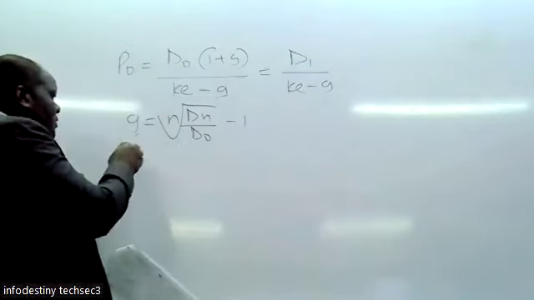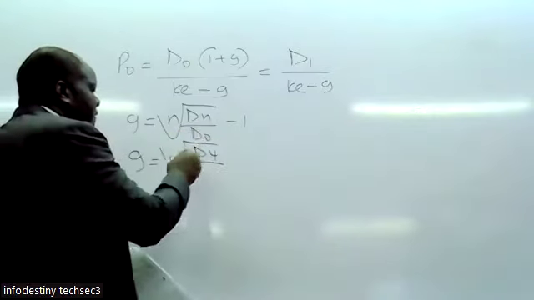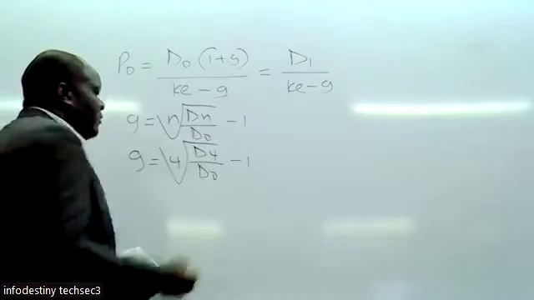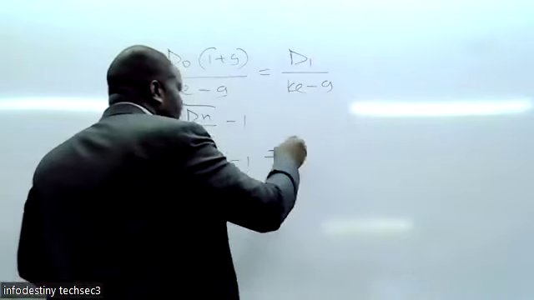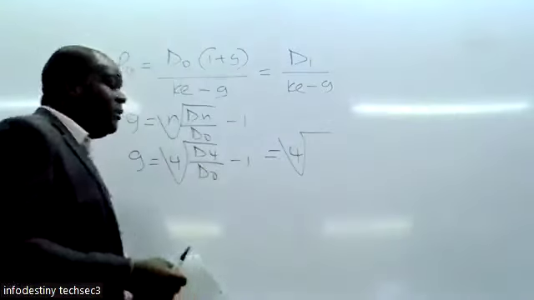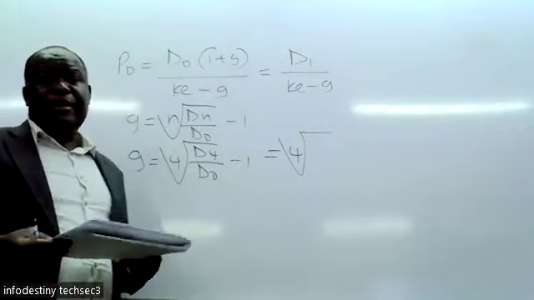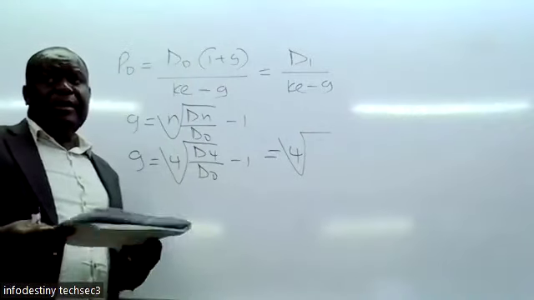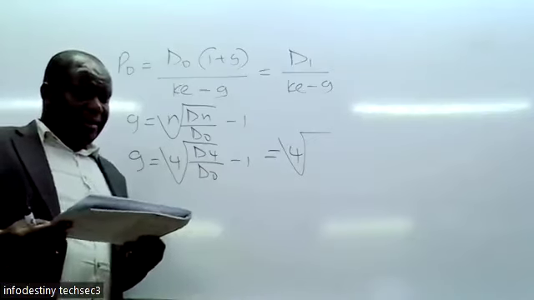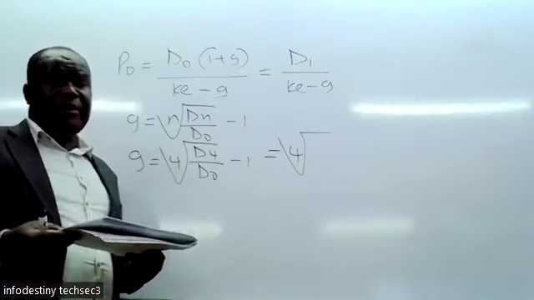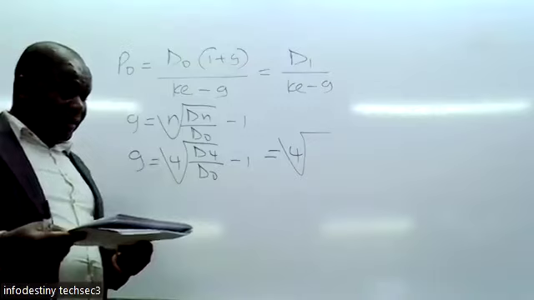So our G should be equal to the 4th root of D4 divided by D0, then we minus 1 like that. So D4 is your dividend per share in the year 2017, according to the way you have named it. How much is the dividend per share in the year 2017?